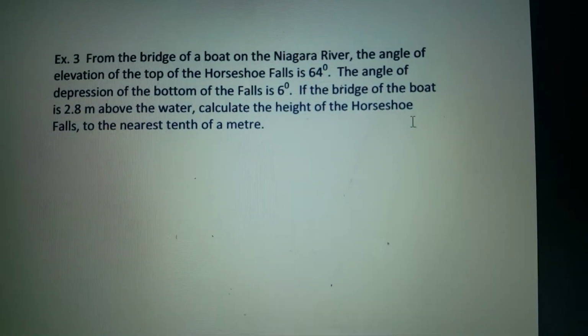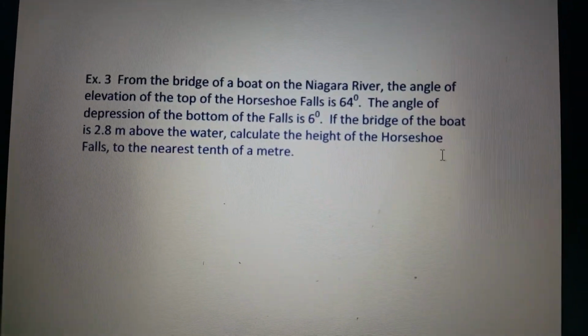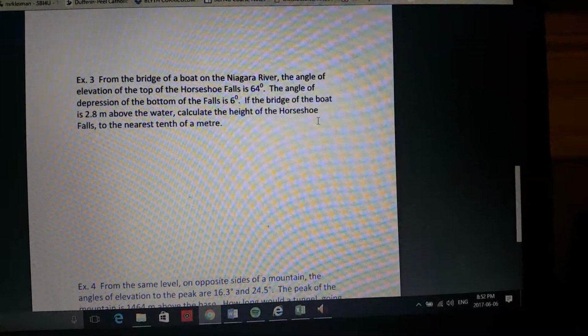The angle of depression to the bottom of the falls, let me just switch back so you can see it. The angle of depression, that should say to the bottom, not of the bottom of the falls, is 6 degrees. So again, from that horizontal, going back down to the bottom of the falls, the angle of depression is 6 degrees. If the bridge of the boat is 2.8 meters above the water, calculate the height of the Horseshoe Falls to the nearest tenth of a meter.